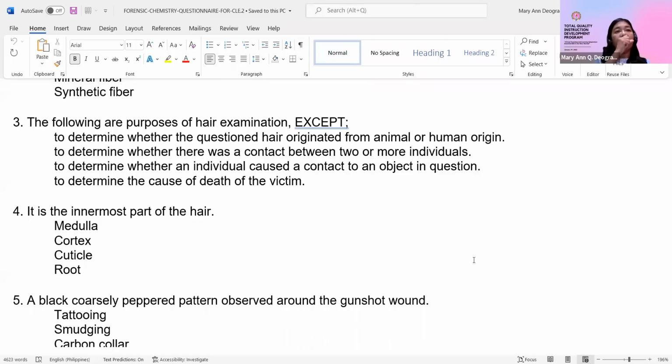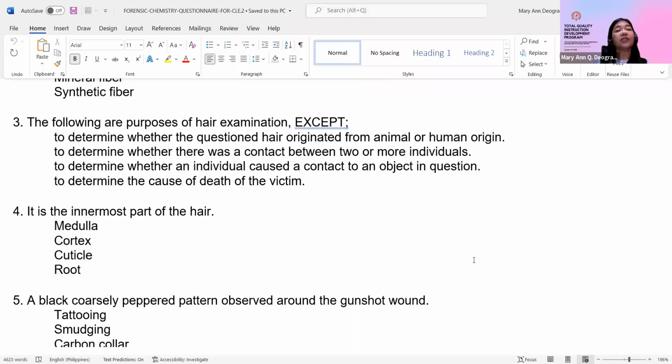Okay. So, yung letter B, so bakit may hair samples doon sa crime scene? So, when there was a contact between 2 or more individuals, precisely, merong mga hair strands doon sa crime scene. Okay? So, this is the purpose. In order to determine whether there was a contact between 2 or more individuals in the crime scene, so merong mga buhok doon. So, that's one purpose.